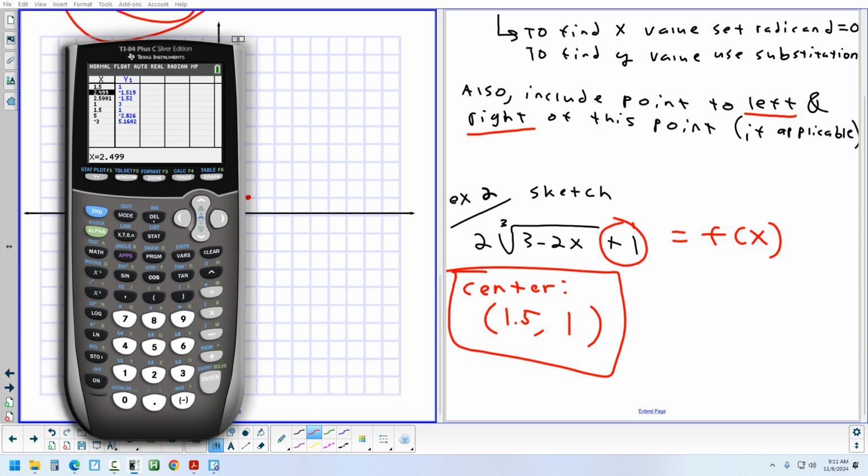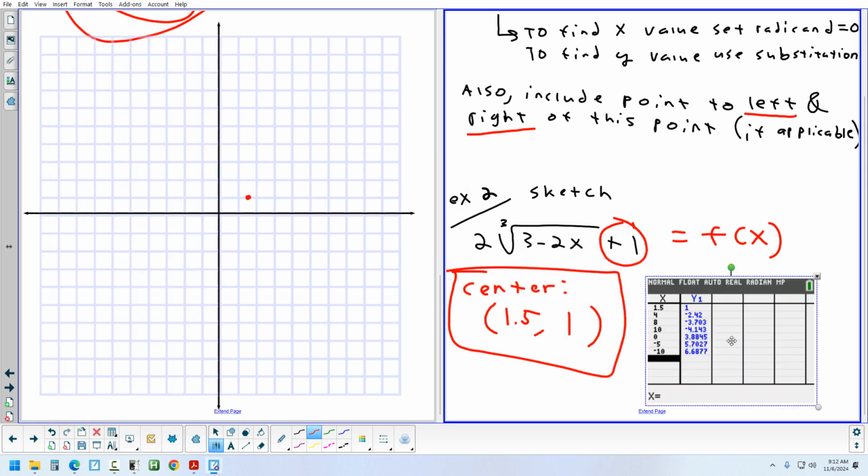Now what I usually do is check 3 points to the right of the center, and then 3 points to the left. You can check as many points as you need to make a picture. Okay, I would do like 4, 8, 10. Let's do like 0, -5, -10. It doesn't really matter which ones you use. But I'm only going -10 to 10. That's the size of my graph paper. So let's put that over there. And now sketch all those points, and we should get a nice curve.